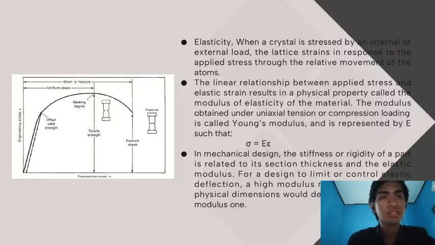In mechanical design, the stiffness or rigidity of a part is related to its section thickness, and the elastic modulus is considered to limit or control elastic deflection. A high modulus material of the same physical dimension will deflect less than a low modulus one.